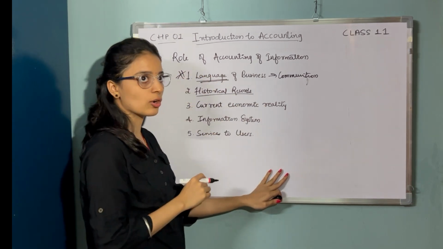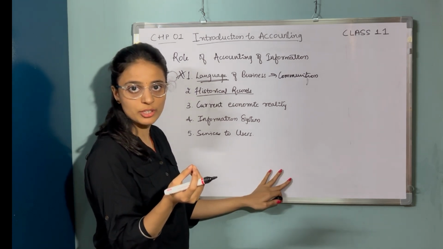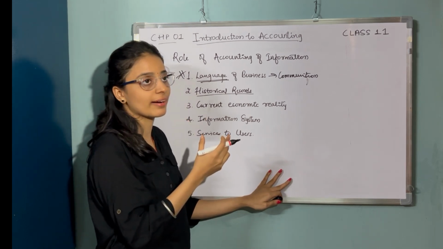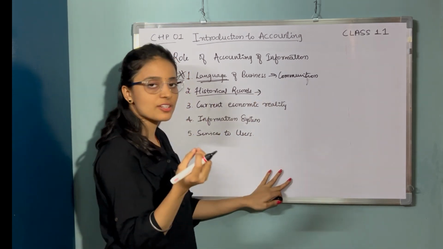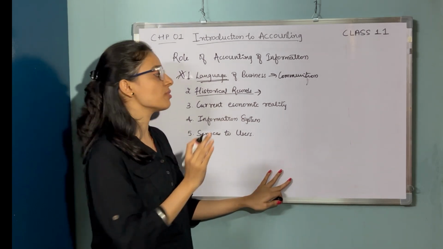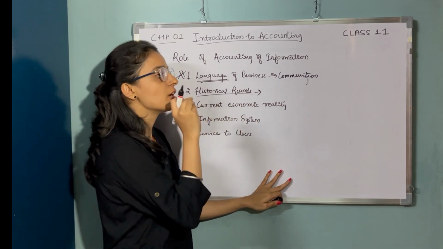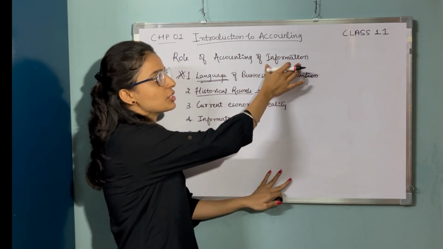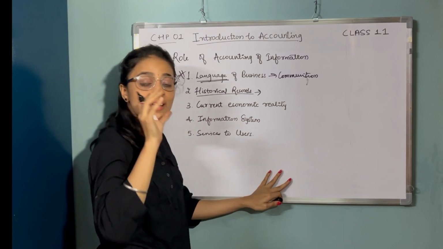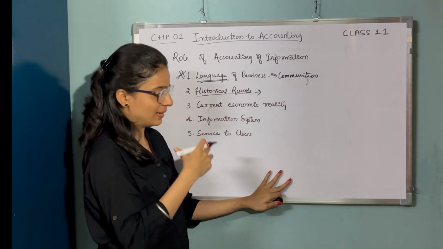Next is historical records. Since we are maintaining our accounting information, we will have all the up-to-date information, all the historical records. As and when a transaction takes place, we record it in our books of accounts. So there is also maintenance of historical records. Next is current economic reality. By maintaining the accounting information, we also understand what the current value is, and where the company is currently standing. So current economic reality information can be obtained.